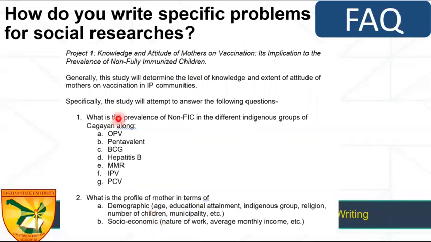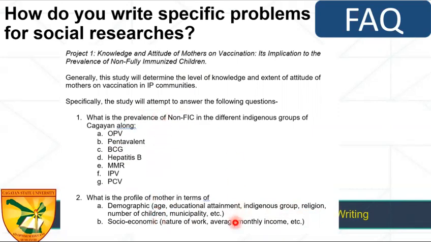So note that for the specific problems, these are written in a SMART way. Very specific: what prevalence are you looking for, so each of your vaccines needs to be named. And even with the profile, we don't just put demographic and socioeconomic itself. You put there what specifically for the demographic profile. So you have here age, educational attainment, indigenous group, religion, etc. These are very important because these are the ones that you need to answer for your results and discussion.